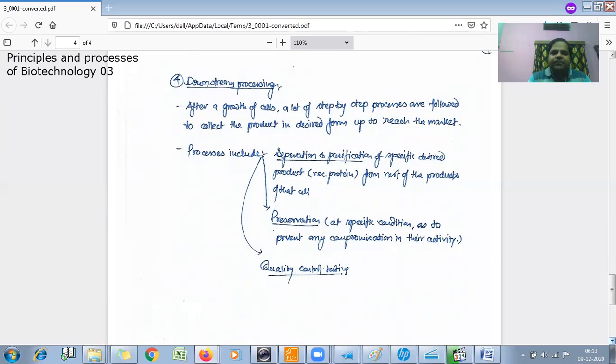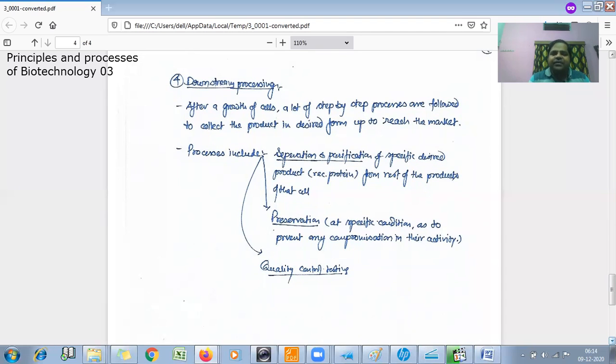And the second step is preservation at specific conditions so as to prevent any compromise in their quality and activity. We need to preserve it at a specific condition, means at 4 degrees centigrade or minus 80 degrees centigrade, or if we know that this protein product will remain intact or functional in a certain buffer, we will provide that specific condition. So preservation is also an essential step.